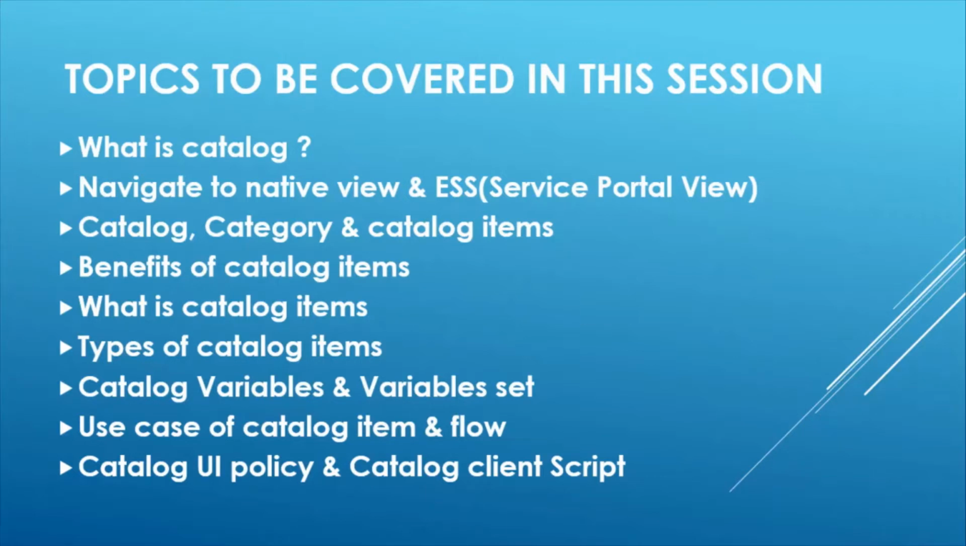Next, we'll try to understand what is catalog items and types of catalog items. Then we'll try to understand catalog variables and variable set. Along with this, I'll try to explain you one use case, and we'll try to implement the flow also associated with that catalog item. And lastly, we'll try to understand what is catalog UI policy and catalog client script. Okay.